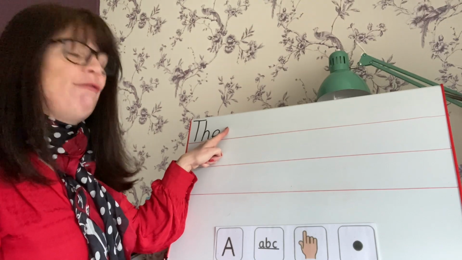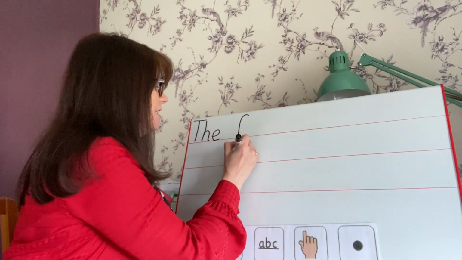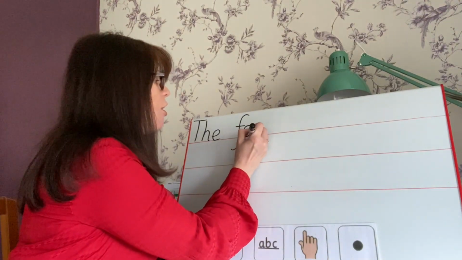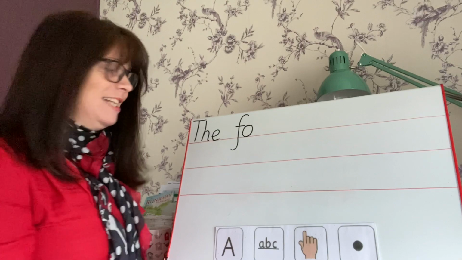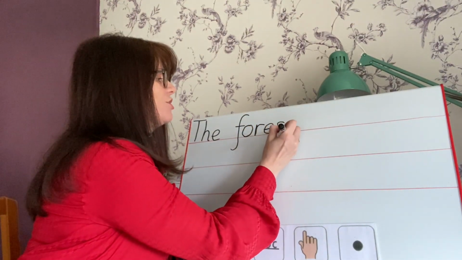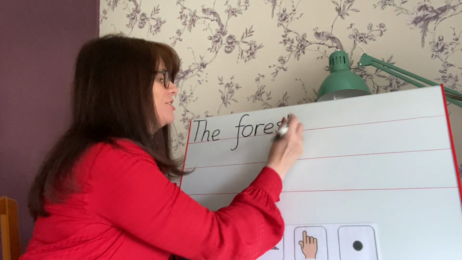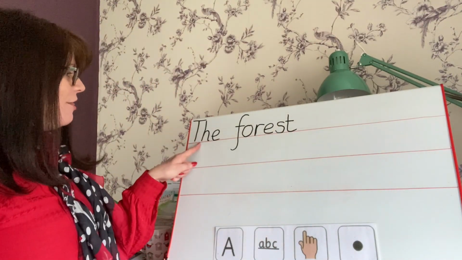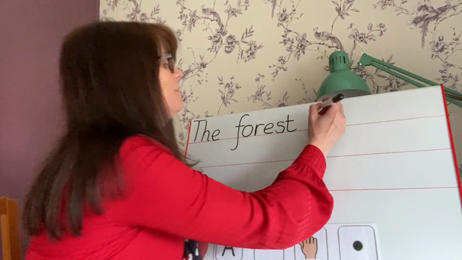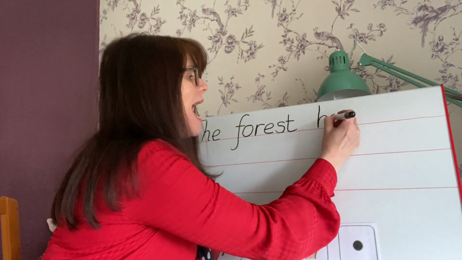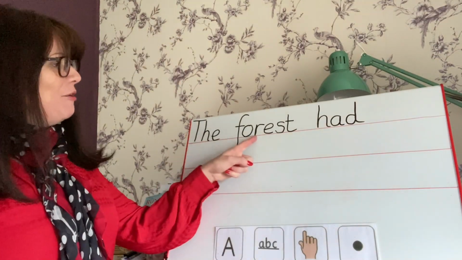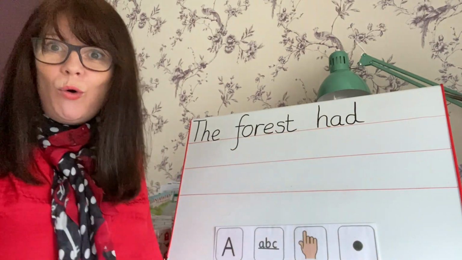It starts with an f, and it's a descender. Forest. R, E, S, T. It's a blend at the end. St. Forest. The forest had. Finger space. Had. H, A, D. The forest had tall.